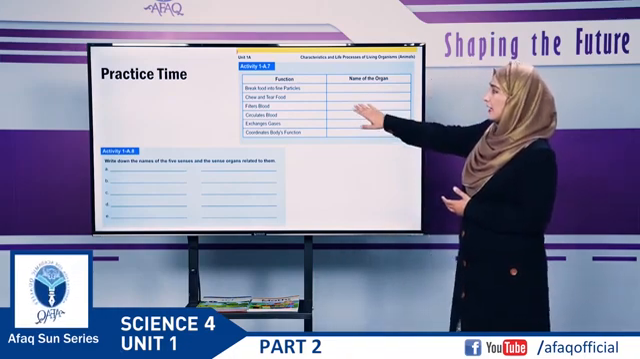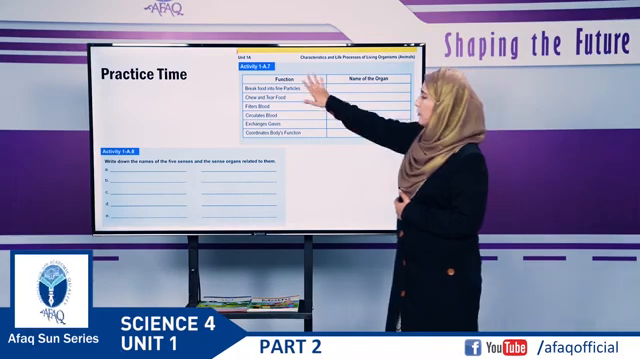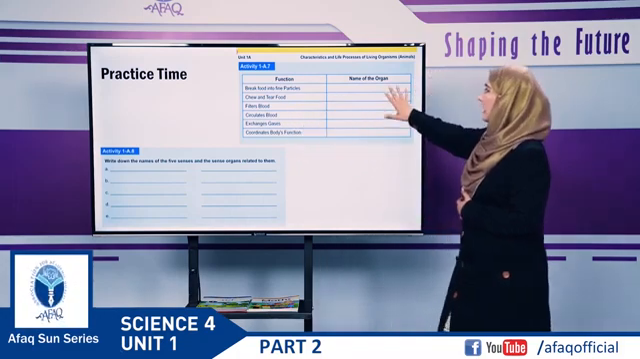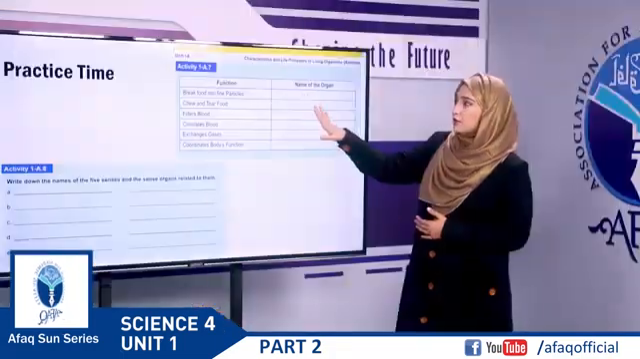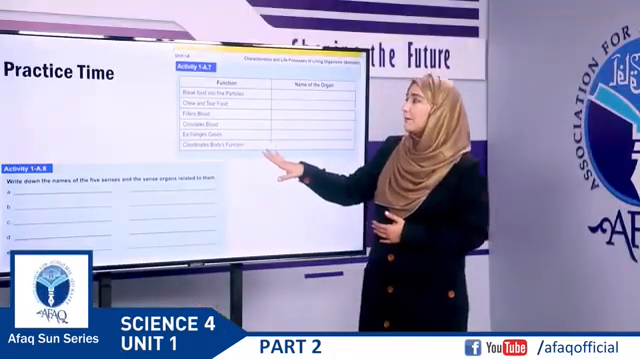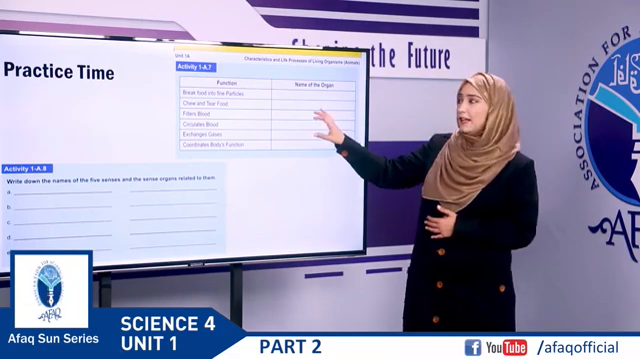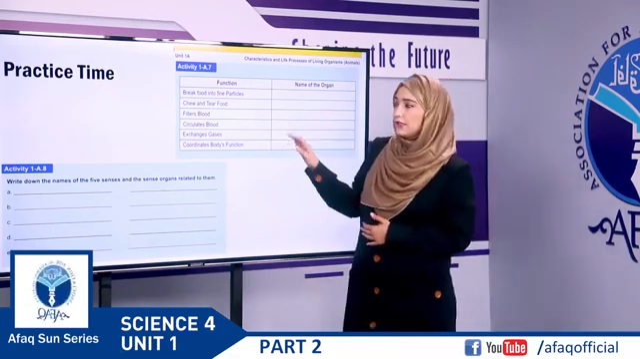In activity 1A7, here some functions are given. You have to write the name of the organs which perform these functions.